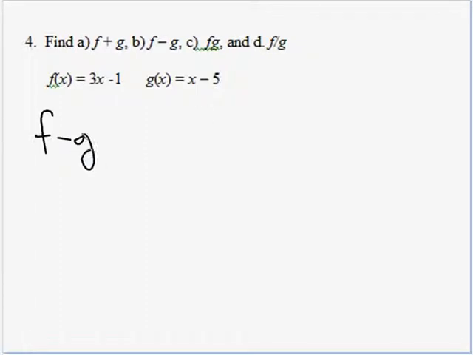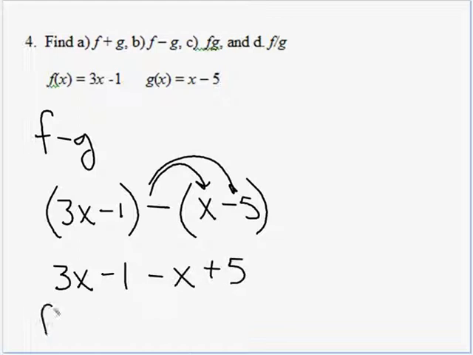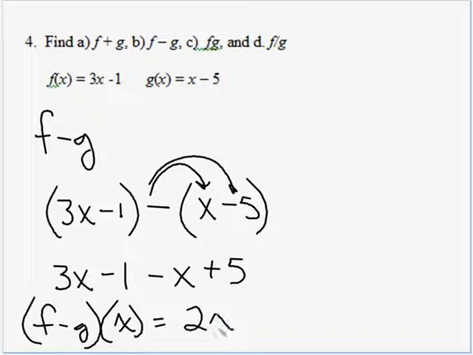F minus g, you got to be careful. The f function goes first, 3x minus 1, and then we're going to subtract the g function as a quantity. It must be in parentheses. The first set of parentheses don't really matter much, but to drop the second set, we have to distribute the negative. So that'll become a minus x and a plus 5. So for f minus g of x, we collect our like terms here. 3x minus x is 2x, and a 5 minus 1 is plus 4. 2x plus 4.